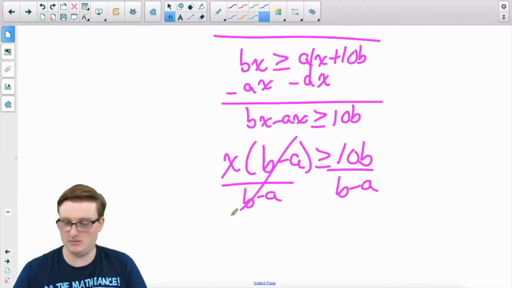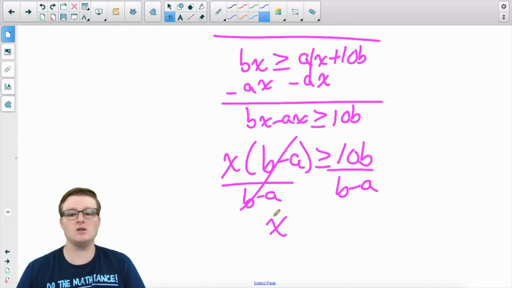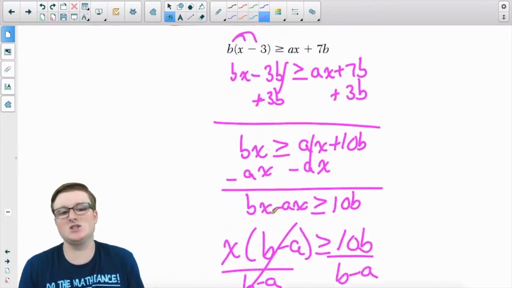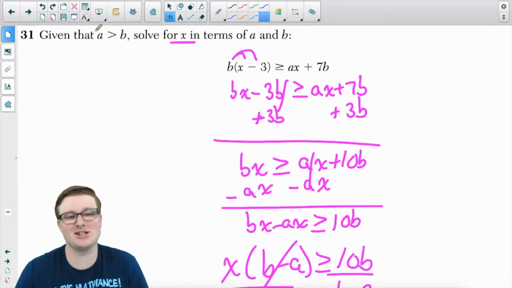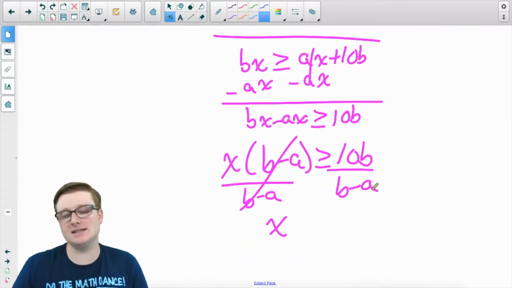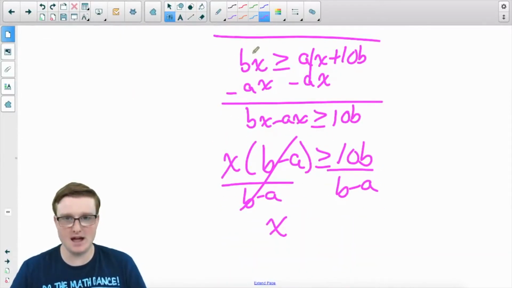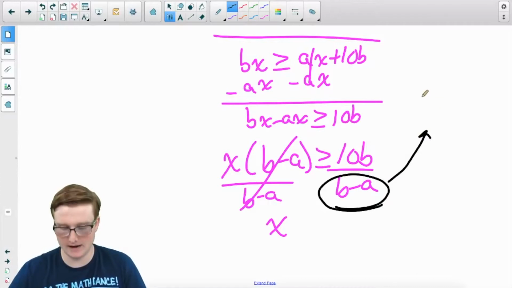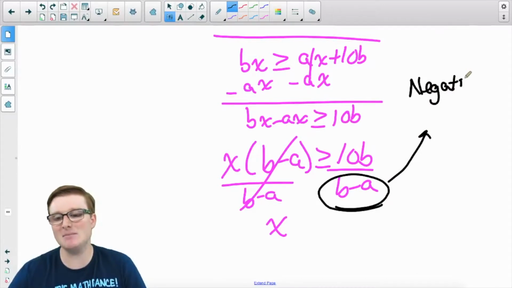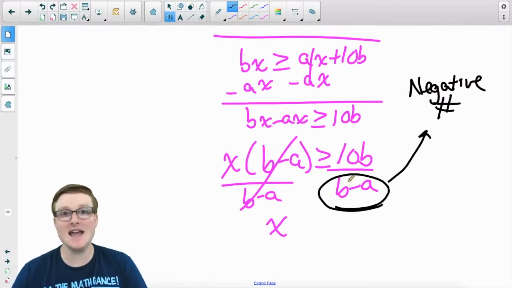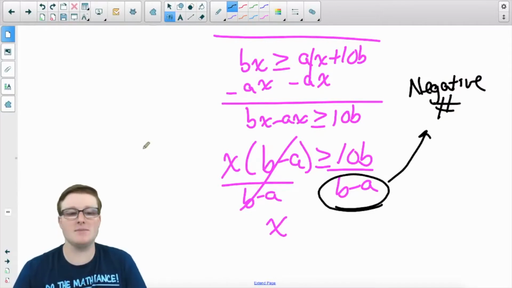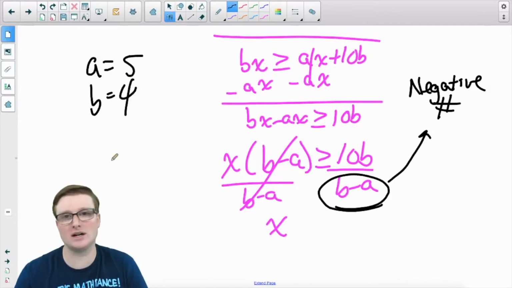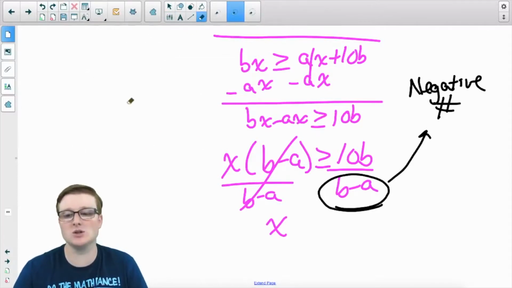Now, you get x is what? I want to go back to what the instruction said, and this is why this is such a horrible, mean question. It says that a is greater than b. What that means is that your A value is greater than your B value. So this right here, that b minus a, be so incredibly careful. This is a negative number. B minus A is a negative number because if A is greater than B, for example, let's just let A equal 5 and B equal 4. What is 4 minus 5? That's negative 1. It's going to be a negative every single time. So this is a negative number.